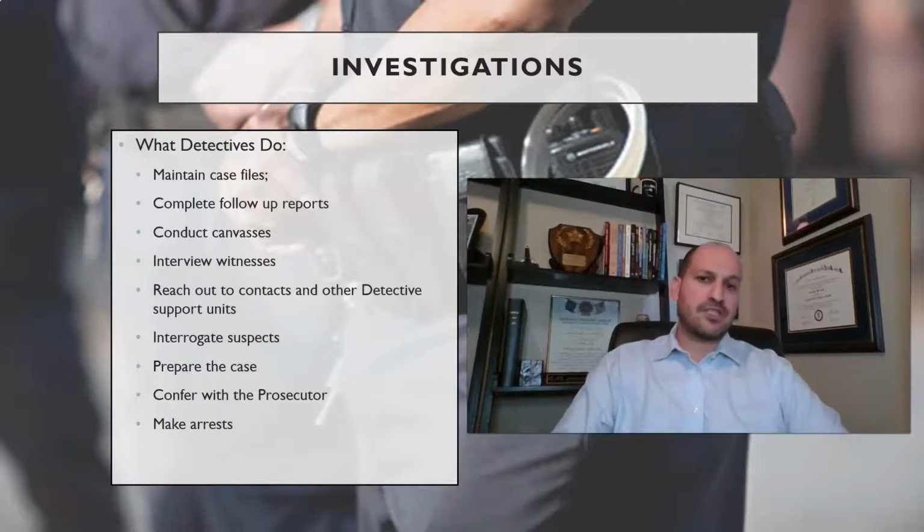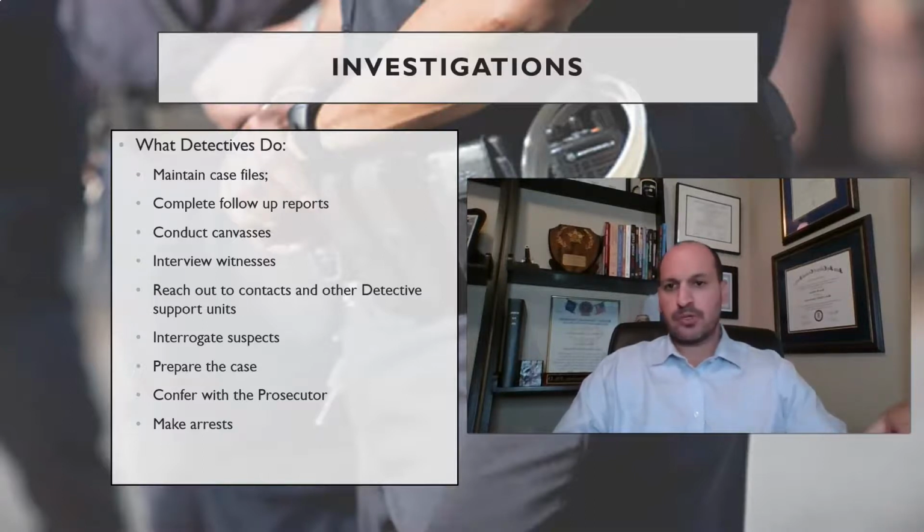All right, so what do detectives actually do? In terms of investigations, they have to maintain case files, complete follow-up reports, canvasses, which is person to person, door to door, interview witnesses, re-interview witnesses. Right? This is why the preliminary investigation is so important, because if the officers first on the scene didn't get any of this information, now the detectives are on a fishing expedition. They have to reach out to contacts, maybe the district attorney's office or the detective bureaus, do interrogations, right? Questioning, prepare the case, confer with the prosecutor, and make arrests.